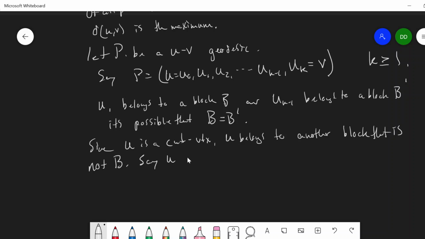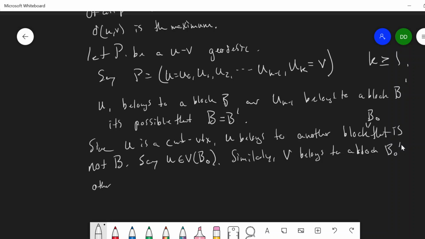Say U is in the vertex set of, we'll call it B naught. To another block, let's say B naught. U is in B naught. Similarly, V belongs to a block, let's call it B naught prime, other than B prime.